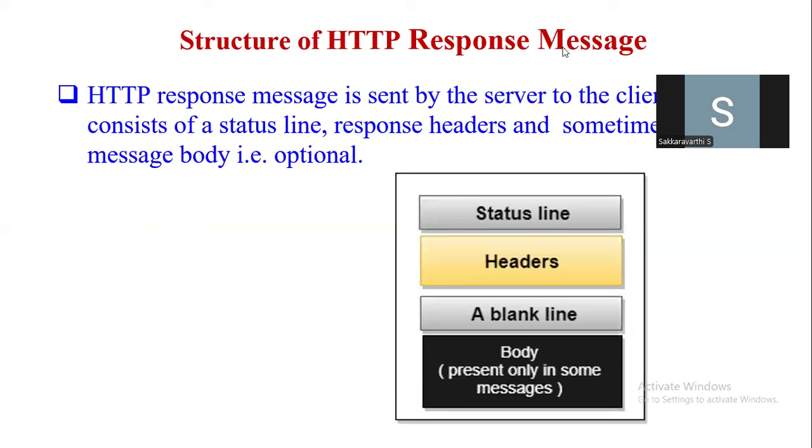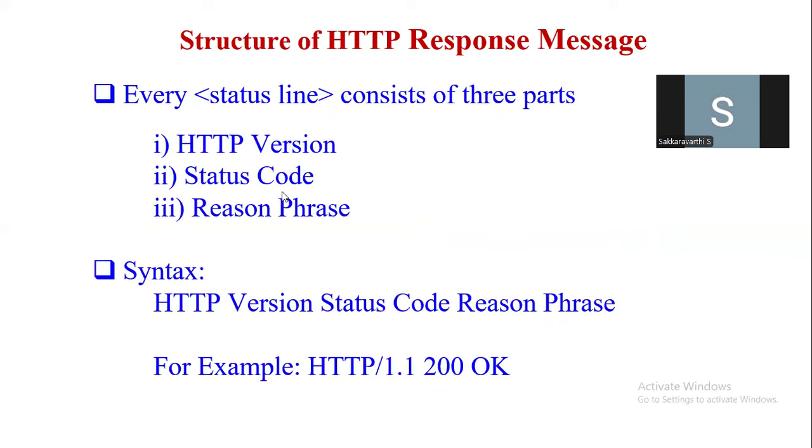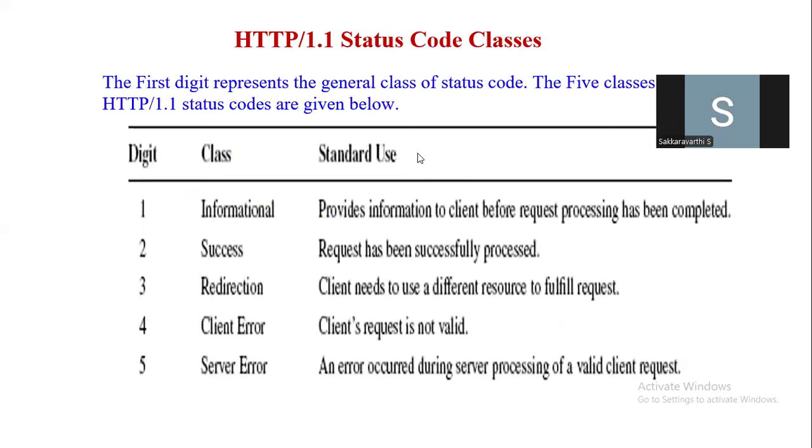Then the HTTP response message structure is sent by the server to the client, which consists of a status line, response headers, and an optional message body. The status line consists of the HTTP version, status code, and reason phrase. For example, the version is HTTP 1.1, 200, and the reason phrase is OK. This is the HTTP response message status line, which is followed by the response header fields.